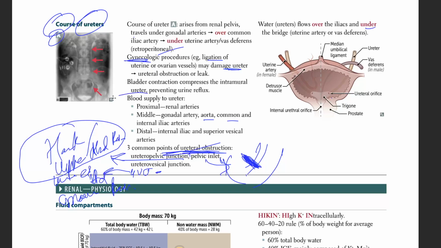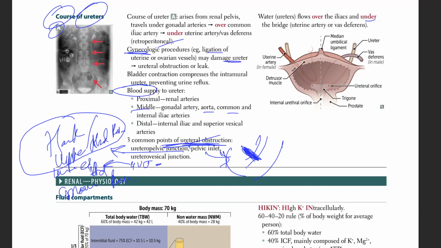So in the blood supply now, you have the renal artery at the proximal, middle you have this gonadal aorta, common and internal iliac arteries. And in distal, this is the most prone to damage. Distal area, it is the most prone to get ischemic injury, prone to get ischemia in transplant.